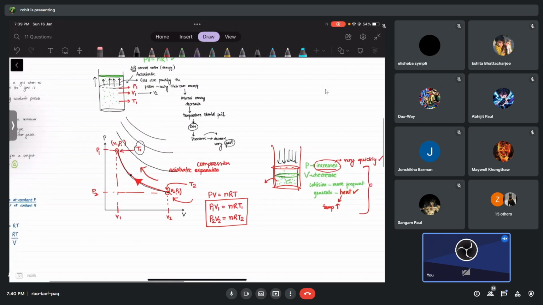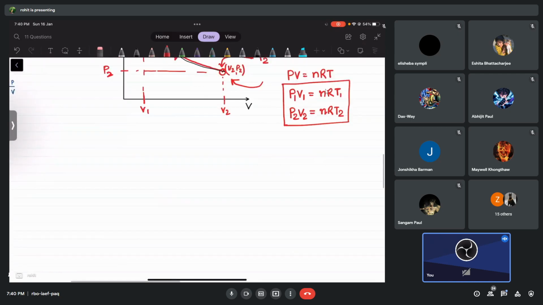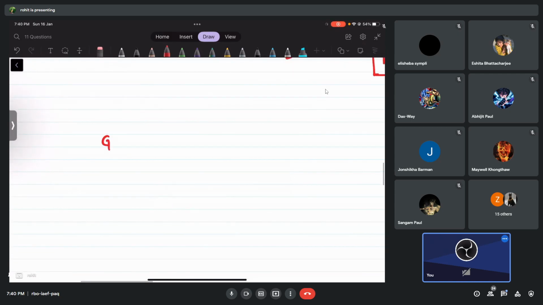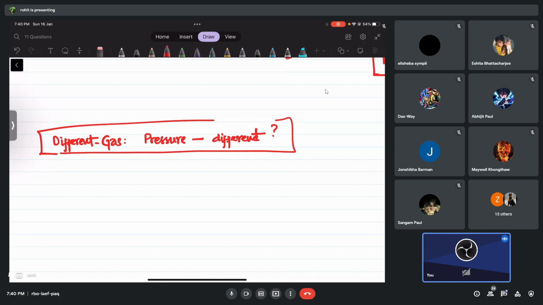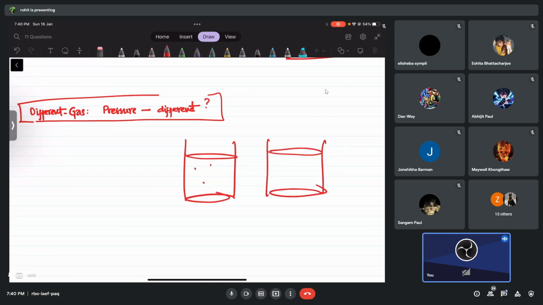But now, a very important point. You will also agree with me on this. Just check. Do you agree that for different gases, the pressure that will build up will be different or not? Imagine I take a container. I take a gas called gas number 1, let's say oxygen, and this is, let's say, hydrogen. And I started with the same volume of both of them.